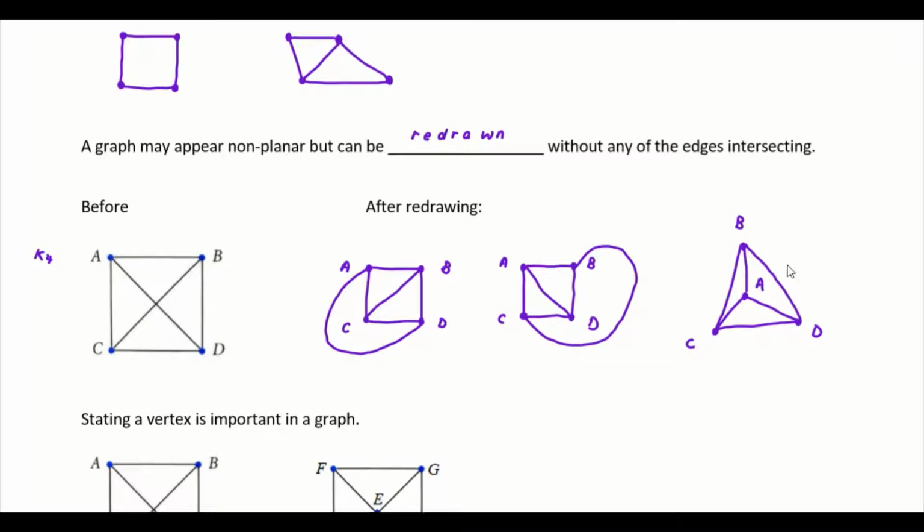Okay, so now you can see that this graph is drawn on the plane and none of the edges are intersecting or overlapping each other. Okay, so this is how we want to deal with it.